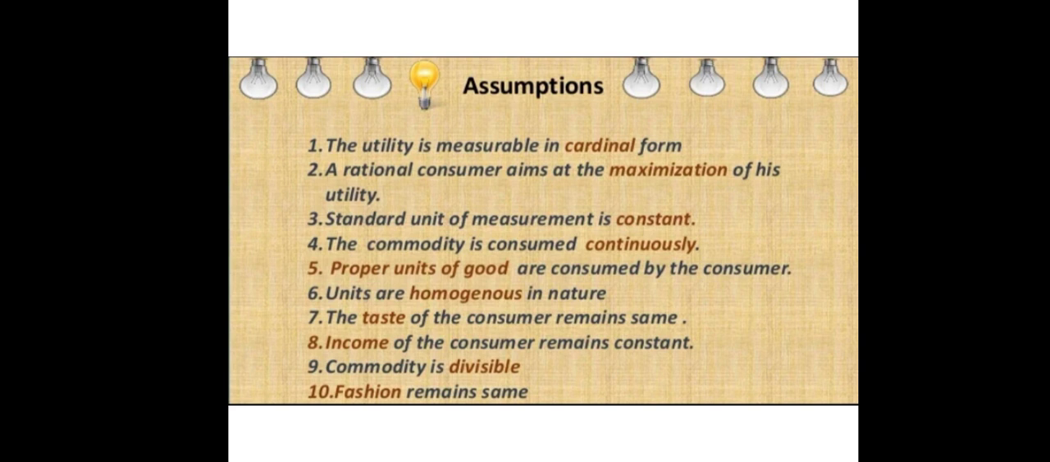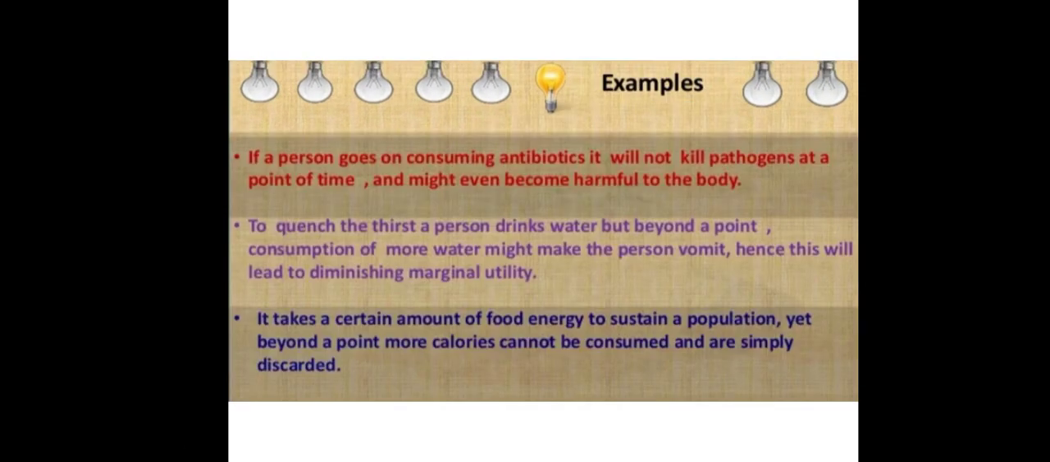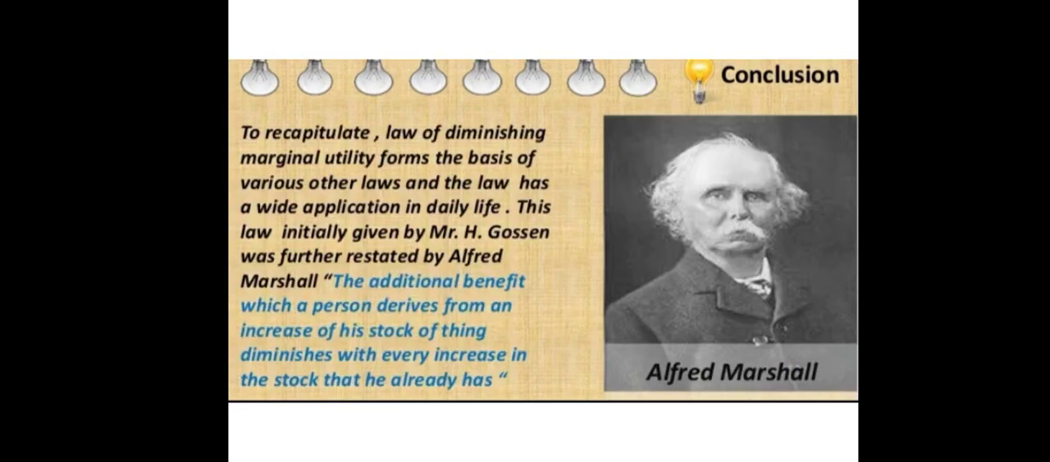Okay, so these are the few assumptions. That is the definition of the law of diminishing marginal utility. It states that as a consumer consumes more and more units of a commodity, the satisfaction derived from each successive unit, each extra unit, goes on decreasing. Okay, so that is all about the law of diminishing marginal utility.